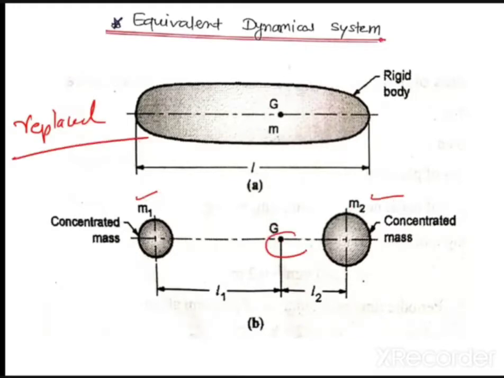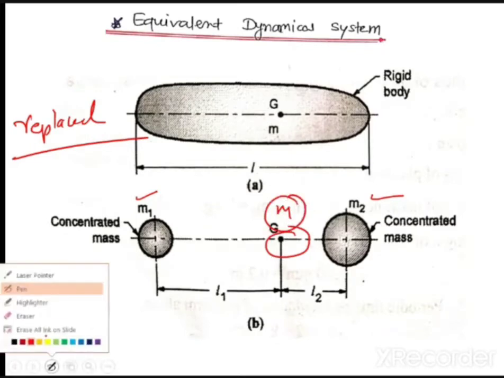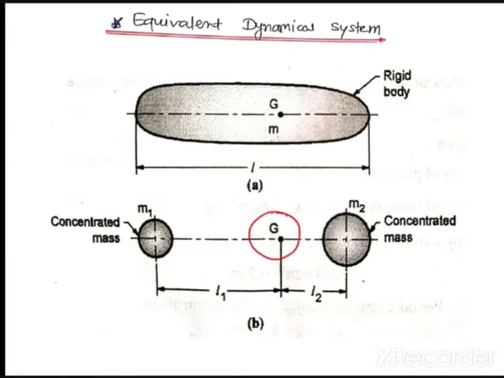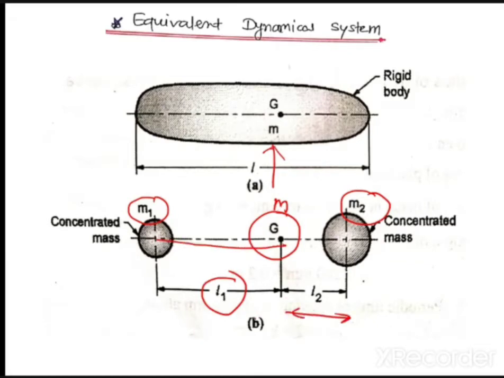Let us say this is the center of gravity of mass m. So this is nothing but your mass m, the original mass. This I am replacing with m1 and this I am replacing with m2. Let us say that L1 is the distance from m1 to the center of gravity of mass m, and L2 is the distance from m2 to the center of gravity of mass m.